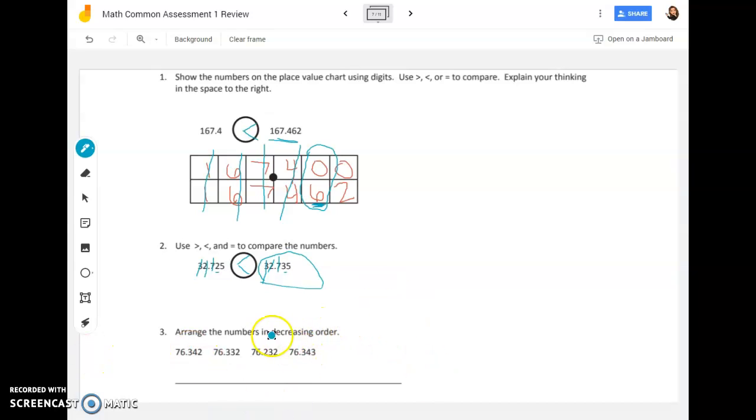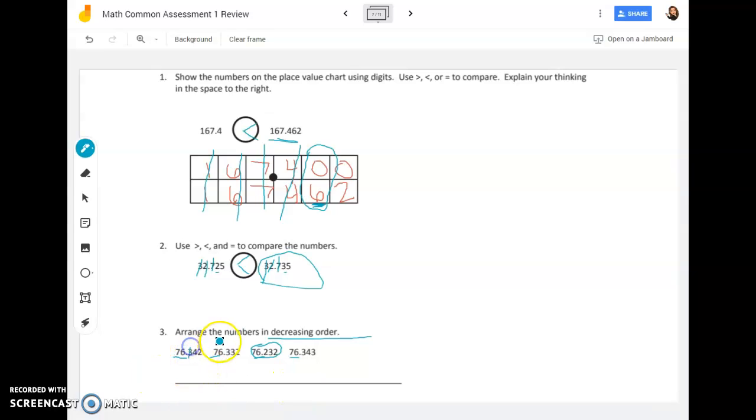Right here, they want us to put them in decreasing order. So that means we want to start with the largest and go down to the smallest. Well, they all have 76 in whole numbers. They all start with 76. So now let's look at our tenths place. I have a 3, a 3, a 2, and a 3. Oop, that's going to be my smallest. So we want to put him at the end.